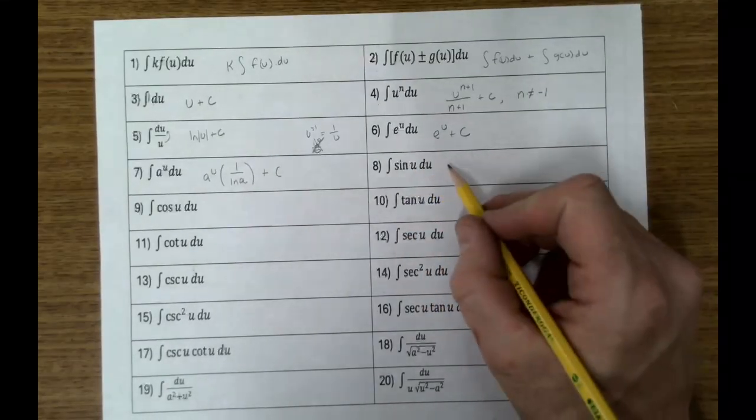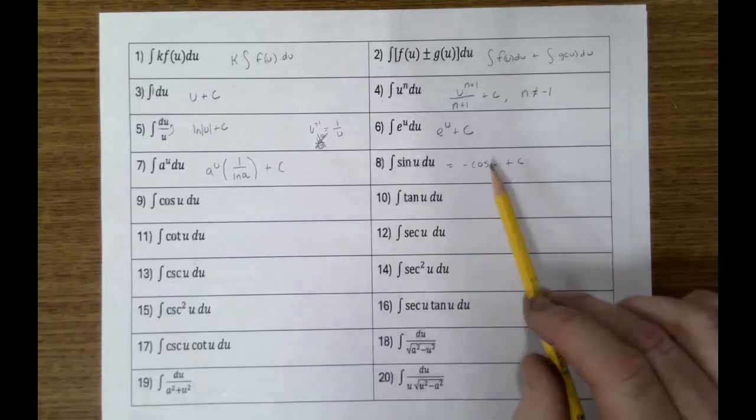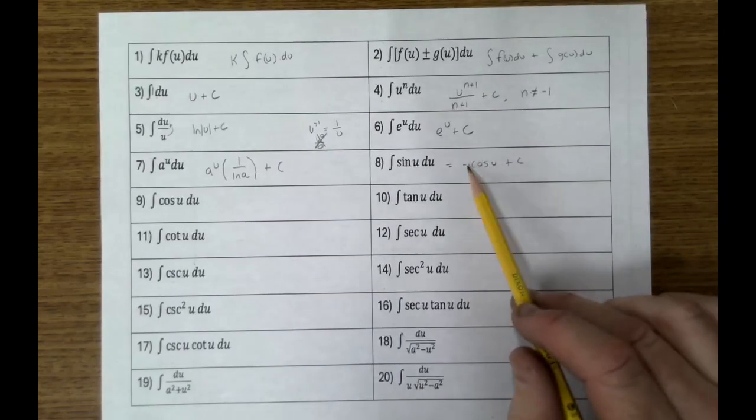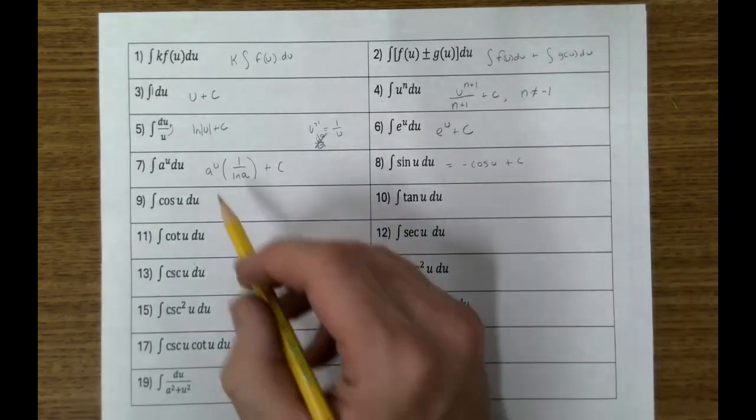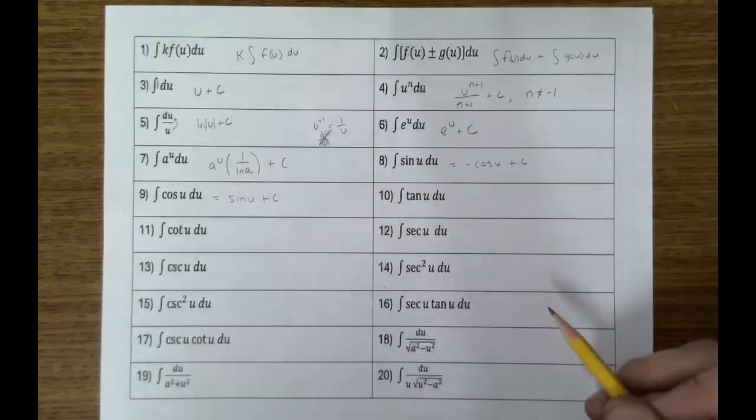Integral of sine. Sine goes to negative cosine. And again, just remember, if you take the derivative of cosine, you have a negative. Those cancel out. Well, this one is just regular. Cosine goes directly to sine.